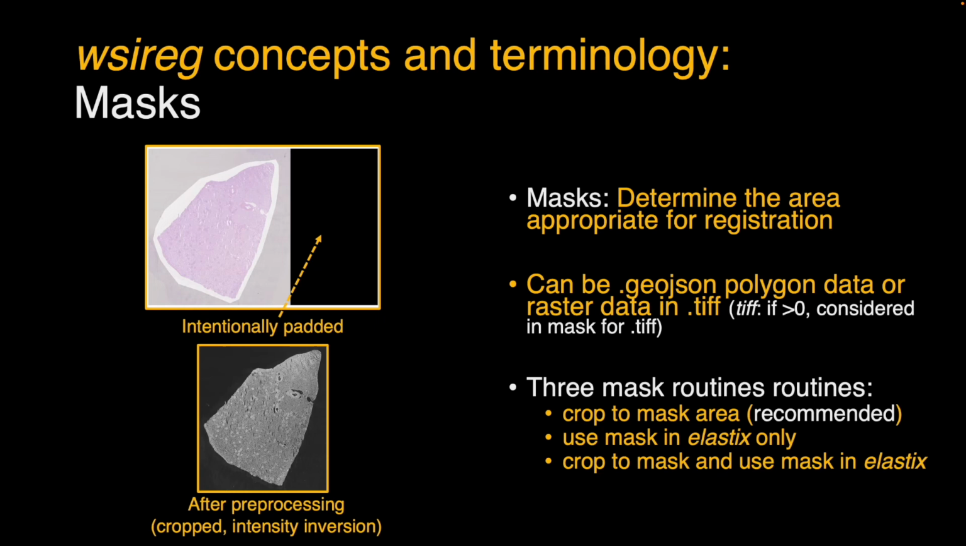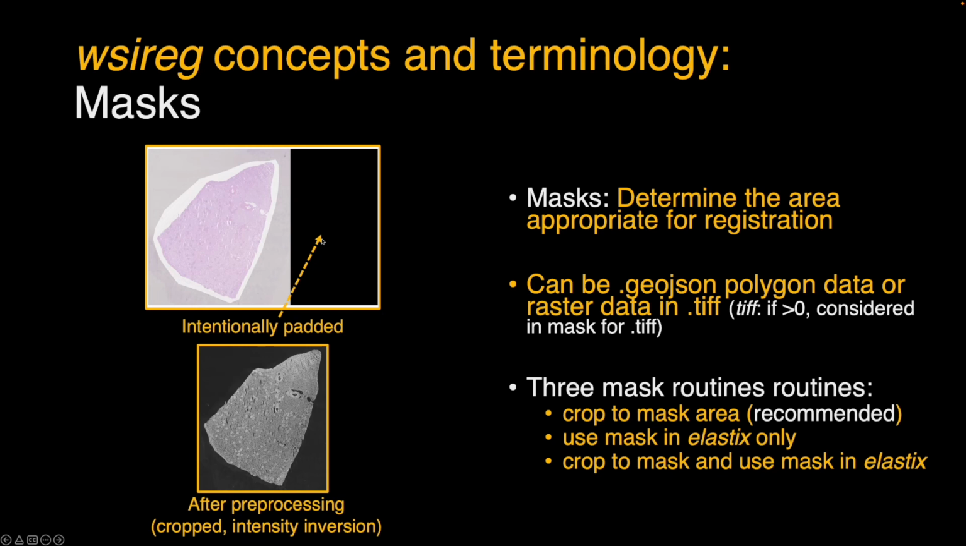And so there's really three routines with masks, and the one I recommend the most is that you load the mask, and rather than using the mask in the actual registration process, we just determine the bounding box of that mask and crop the image to that area. Sometimes using masks in elastix will cause errors that are hard to debug. That said, you can use the mask and it will work. And then the third option is to crop the mask and use it in elastix.